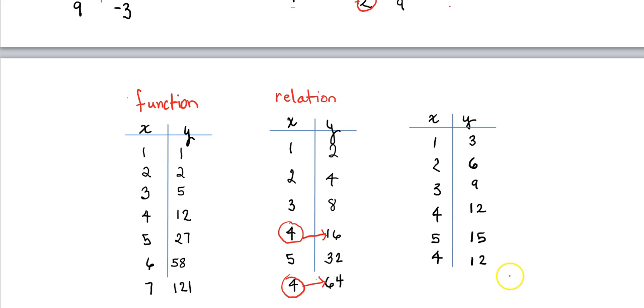All right. So again, I'm going to have my numbers. I have my inputs as 1, 2, 3, 4, 5, 4. All right. So again, I'm going to take a look here. I have a 4 there. I have a 4 there. And if I take a look, this 4 gives me a 12. And this 4 gives me a 12. So is it the same answer? Yes, it is the same answer. Do I only have one solution for each one of my other inputs? The answer is yes. So in this case, it is a function.